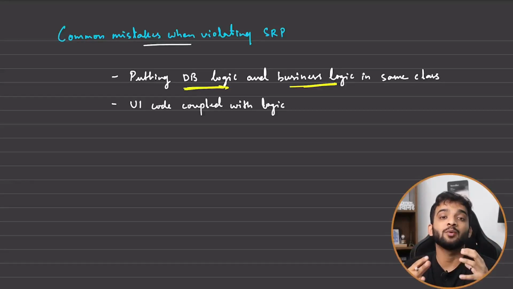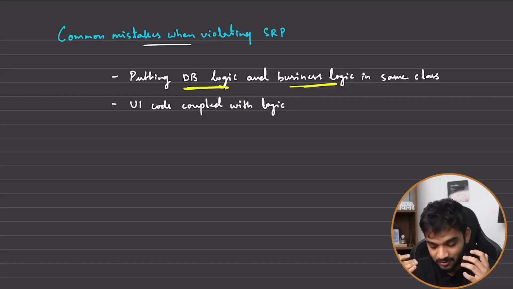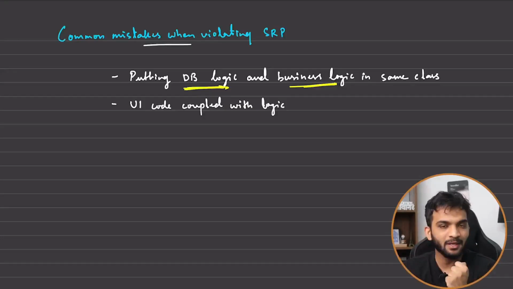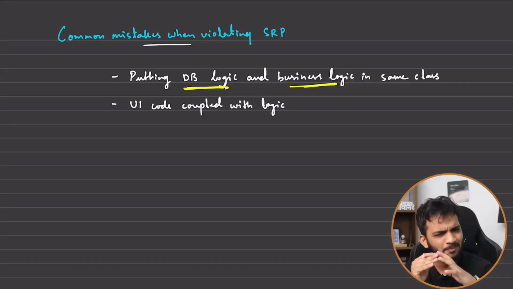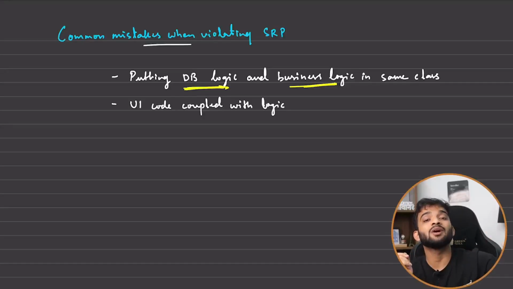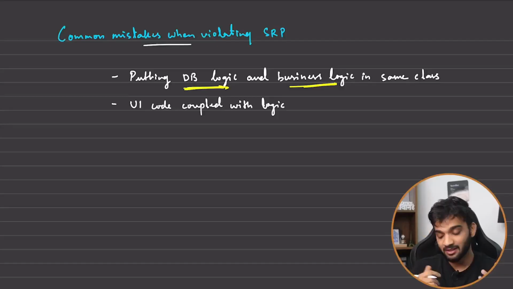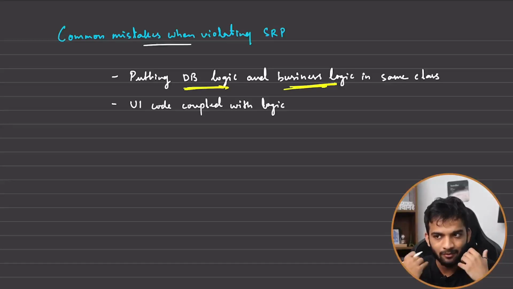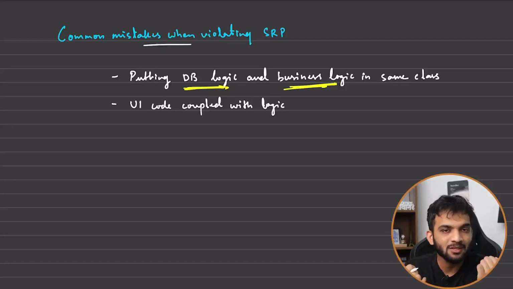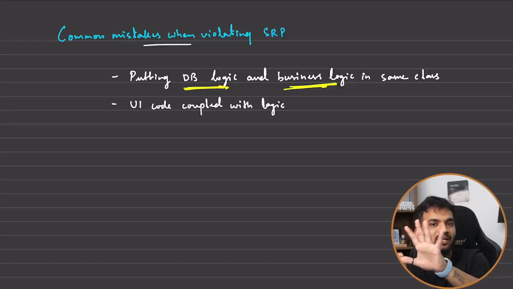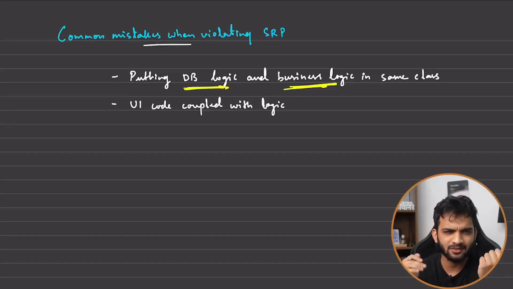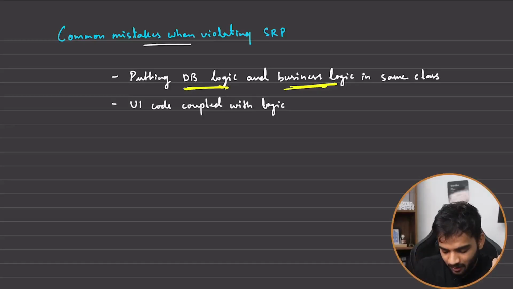Avoid coupling them together. That is not recommended, because with a database, there might be a connection issue. There might be something else. It's better to give that responsibility to a separate database class. Similarly with business logic, the business logic can fail. And why are you coupling that with the database? Doesn't make sense. So always have the business logic somewhere, and you can always call the database class to do the database thing. The UI code coupled with logic.